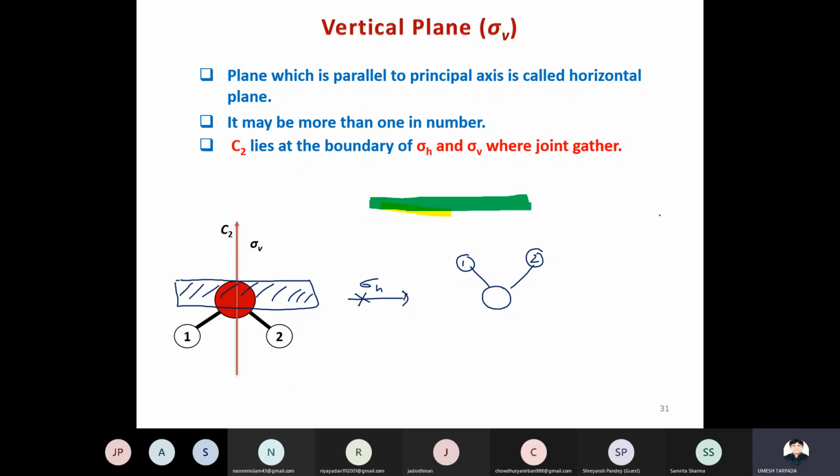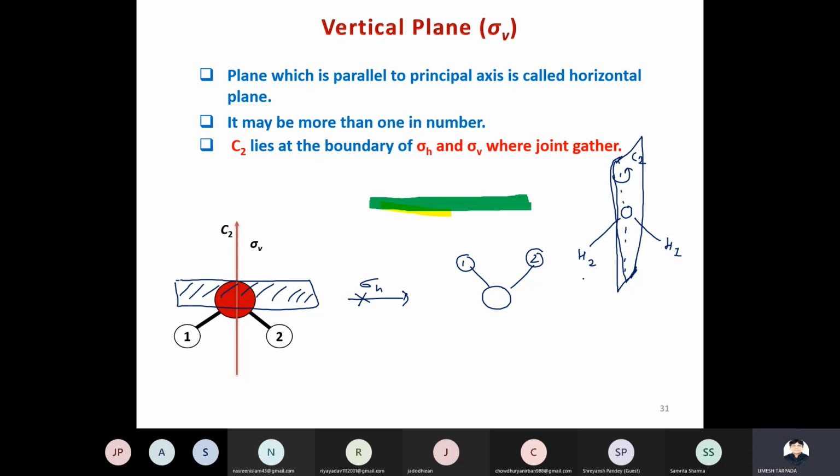Now you tell me, in the water molecule, is there any sigma v? Sigma v means a plane which is passing through the principal axis, that is the C2 axis, or you can say a plane which is parallel to the C2 axis. Is there any sigma v? Yes. Where is it? Okay, right. This is the one which bisects the molecule. So you get a mirror image: H1 is reflected as H2 and H2 is reflected as H1.